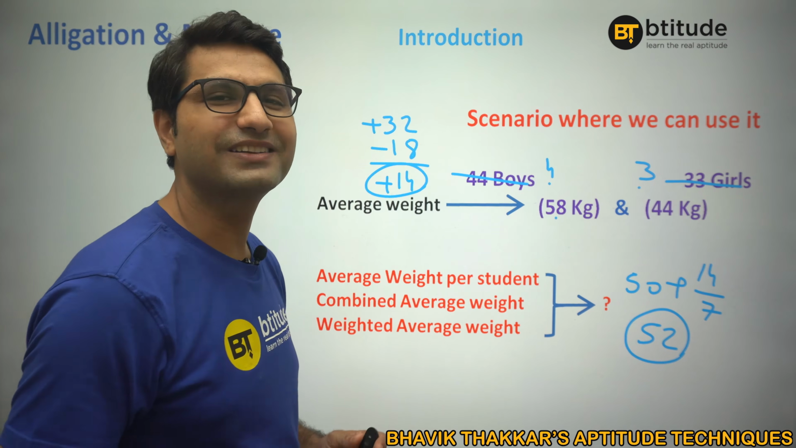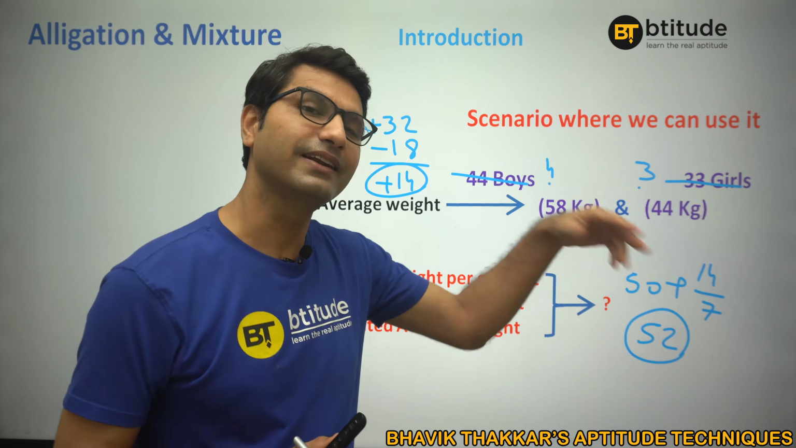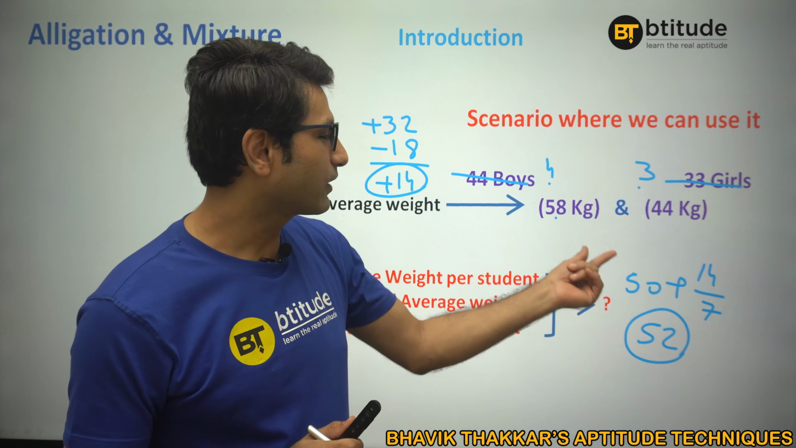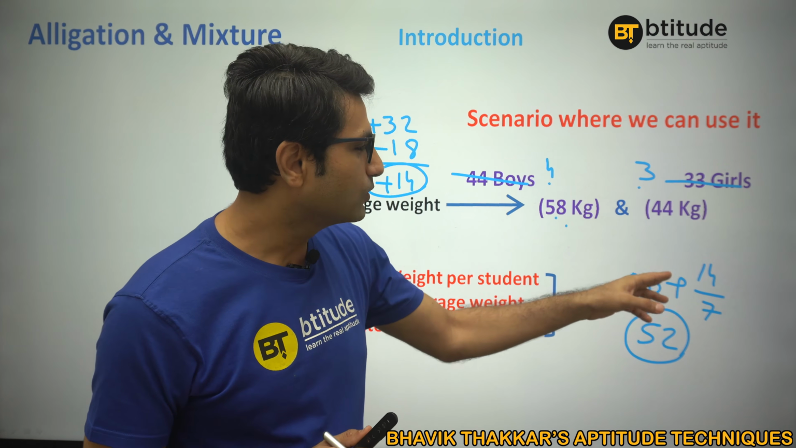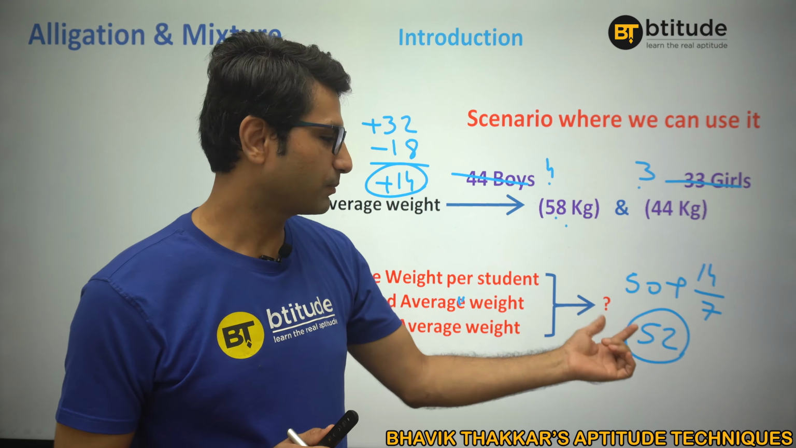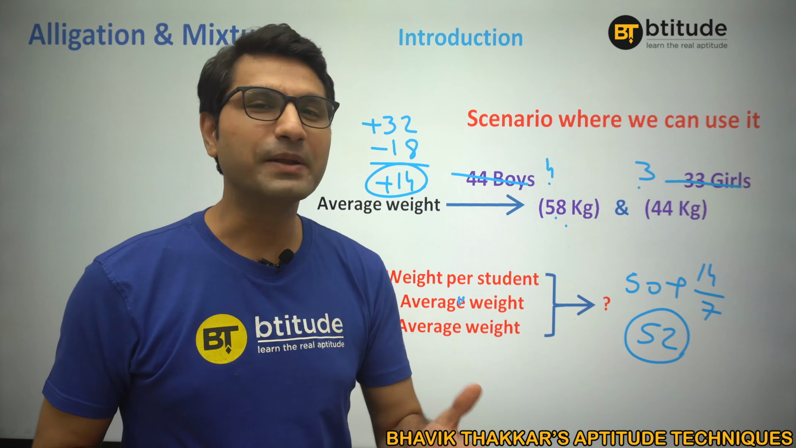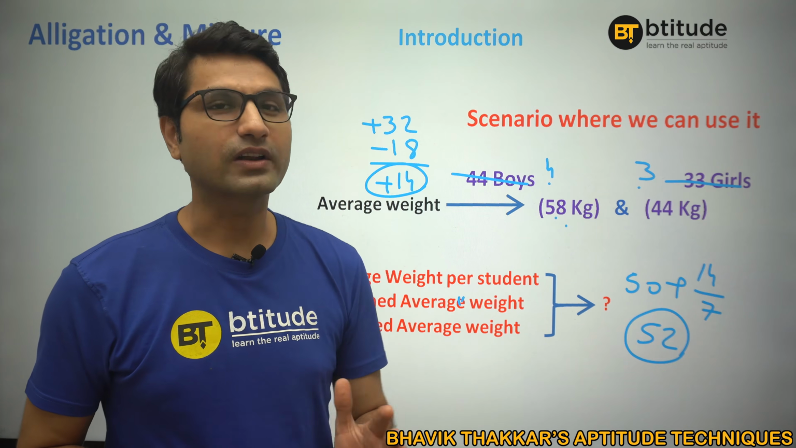This is the shortcut that Aptitude talked about, so that you don't have to actually multiply this thing and then divide. We'll simply say, 8 4s are 32, 6 3s are 18, plus 14 by 7, that is plus 2. Simple enough. So the calculations are minimal.